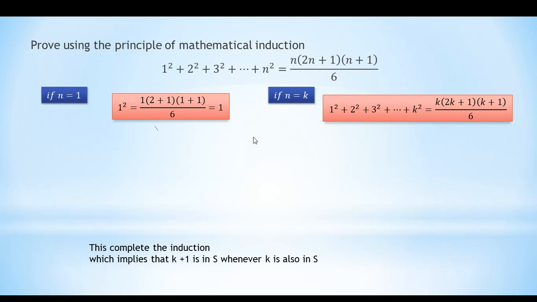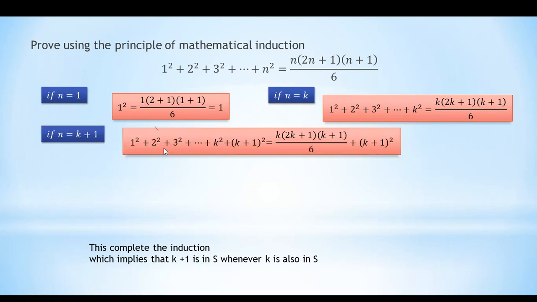Now, whenever k is in the set, k plus 1 must also be in the set. So if n is equal to k plus 1, we will have 1 squared plus 2 squared plus 3 squared plus up to k squared plus (k plus 1) squared is equal to k(2k plus 1)(k plus 1) over 6 plus (k plus 1) squared. We simply add (k plus 1) squared to both sides of the equation.